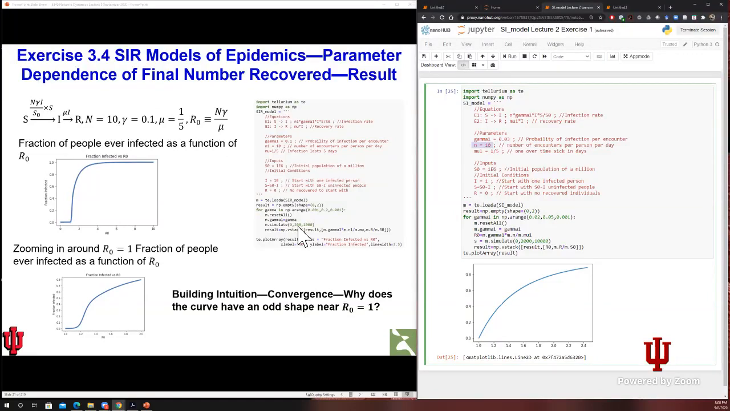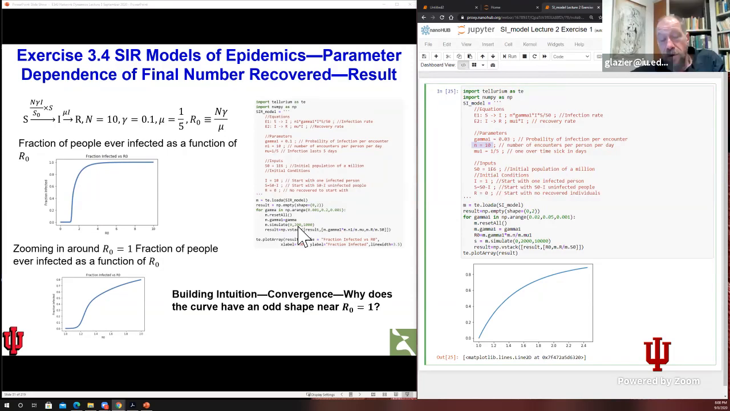Okay, that makes a lot of sense. Because I said arbitrarily that the fraction infected after 200 days was everybody, but in fact the thing is still going after 200 days. Does that make more sense now?